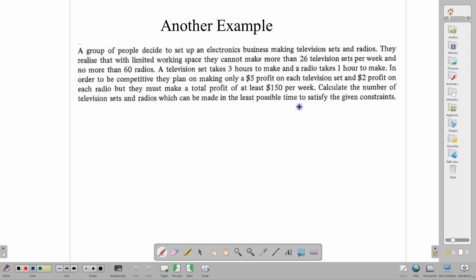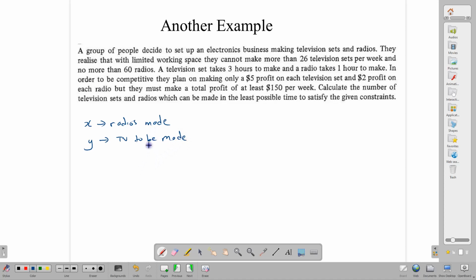Calculate the number of television sets and radios which can be made in the least possible time to satisfy the given constraints. So one, we need to talk about the letters that we're going to use. So we can say, all right, let X represent the radios to be made, and let Y represent the TVs to be made. Because they have to make radios and they have to make TVs.